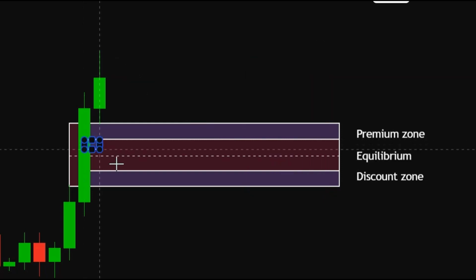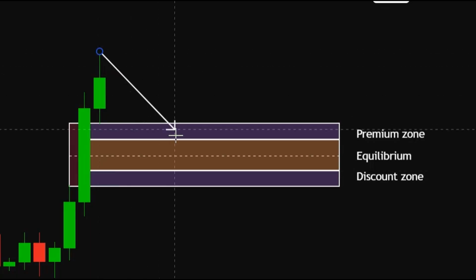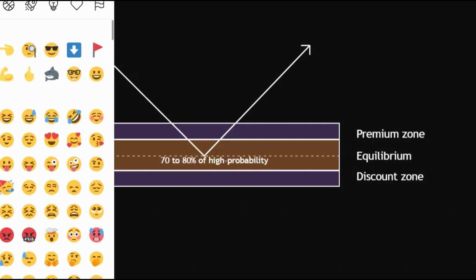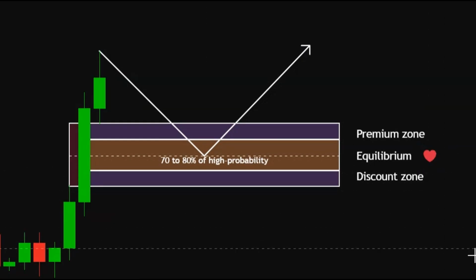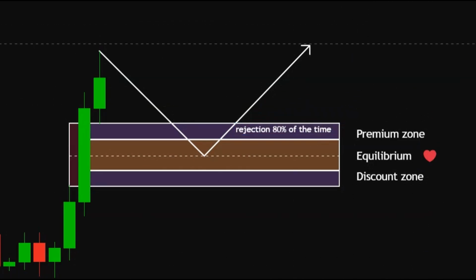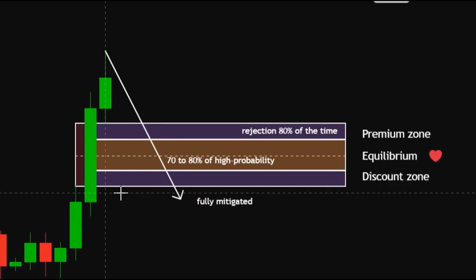Third, the midpoint, also called 50% equilibrium or consequent encroachment. This is the sweet spot. Here's what the numbers say, real stats from funded ICT traders in 2024 and 2025. 70 to 80% of high probability setups trigger from the midpoint, or slightly into the discount side. Touching only the premium of a bullish FVG? Expect rejection 80% of the time. Closing beyond the discount? That FVG is fully mitigated, the bullish bias is dead or at least paused.